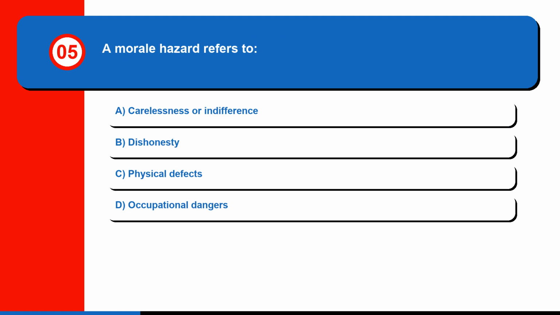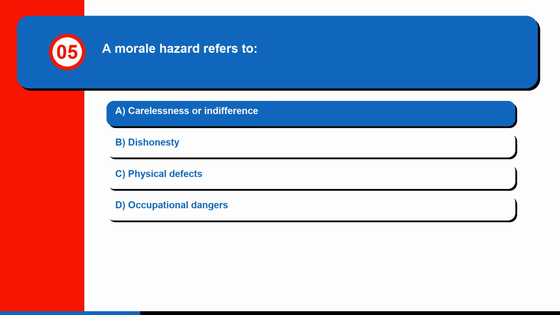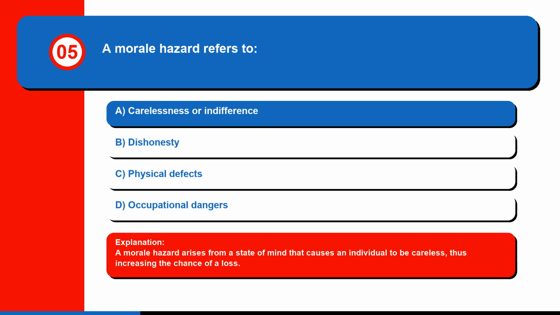Question 5. A morale hazard refers to A. Carelessness or indifference. B. Dishonesty. C. Physical defects. Or D. Occupational dangers. The correct answer is A. Carelessness or indifference. A morale hazard arises from a state of mind that causes an individual to be careless, thus increasing the chance of a loss.